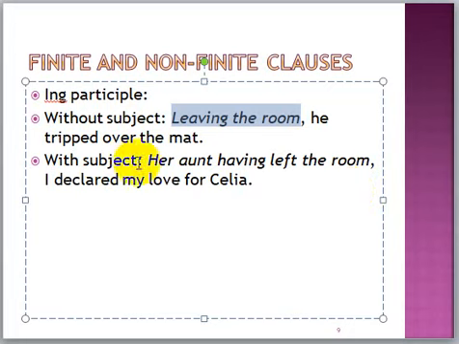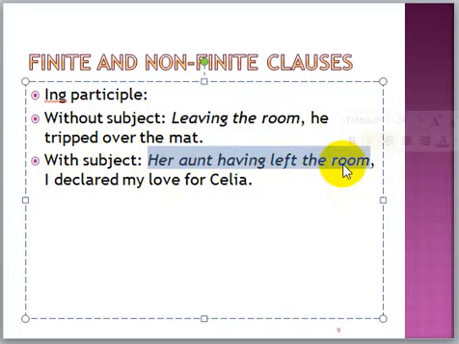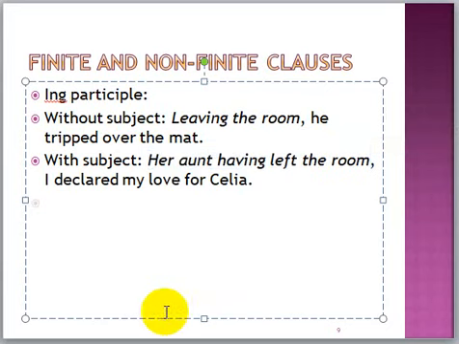Okay, now this again, her aunt is the subject, having left the room is the non-finite clause. This clause, non-finite clause, again has its implicit meaning, which could be when her aunt had left the room, I declared my love for Cecilia, and so on and so forth.